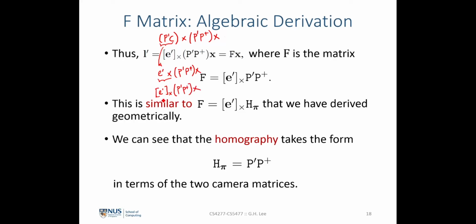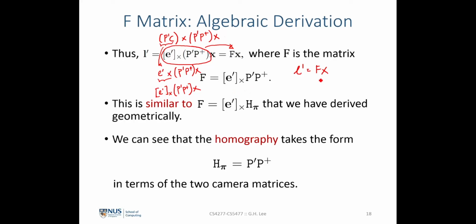Hence, we'll get this particular equation over here, where we can collectively group this portion here together and call it an F matrix, which is simply our fundamental matrix, and hence we'll get the relation of L prime equals the fundamental matrix multiplied by the image coordinates in the first image, where the fundamental matrix here is given by the cross product of the epipole multiplied by P prime and P plus.